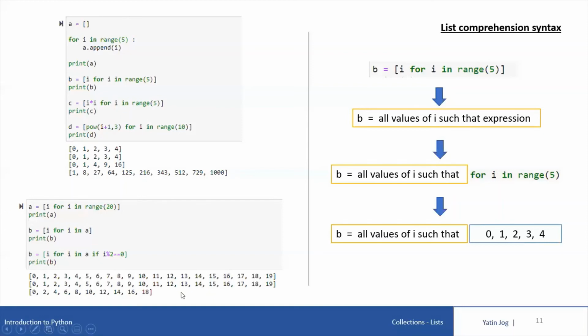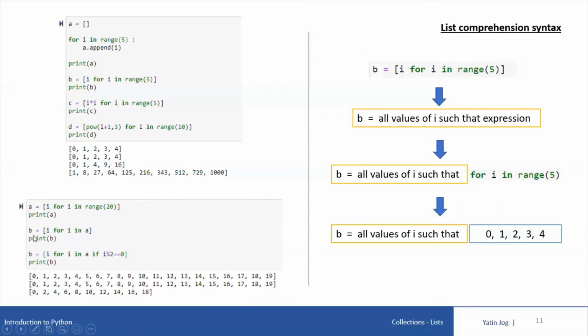Now look at this second example. A is equal to I, for I in range 20. That means it will take all the possible values of I between 0 to 19, and all those values will be assigned to A. So if I say print A, you can look at the output, it is printing 0, 1, 2 up to 19.